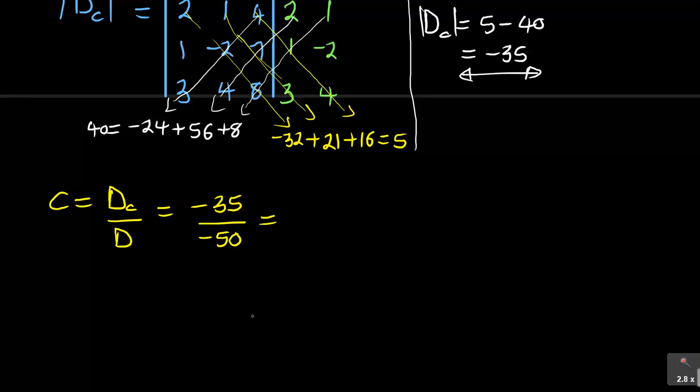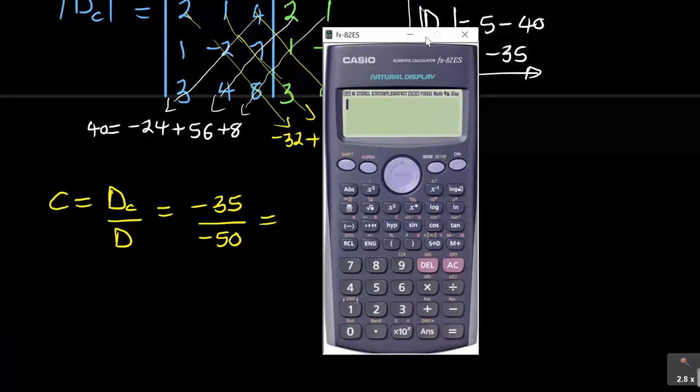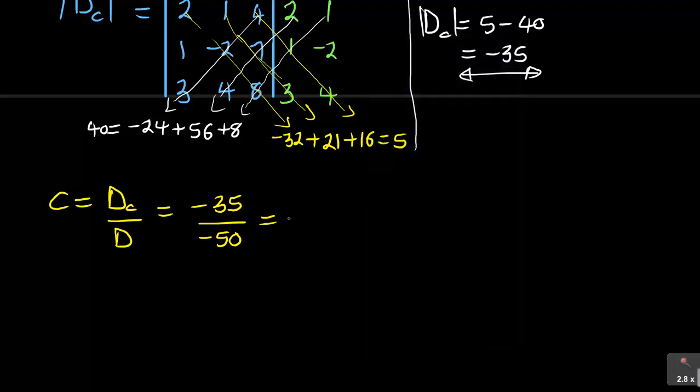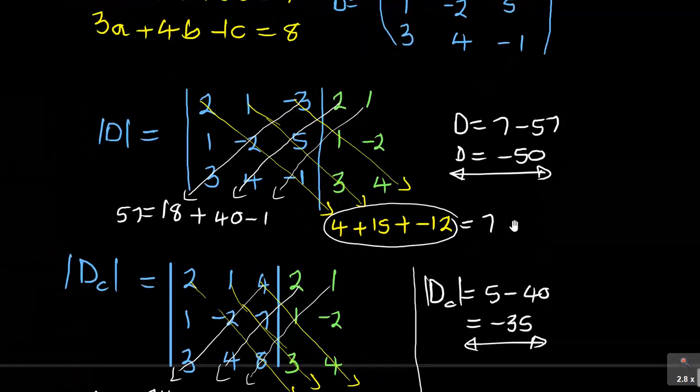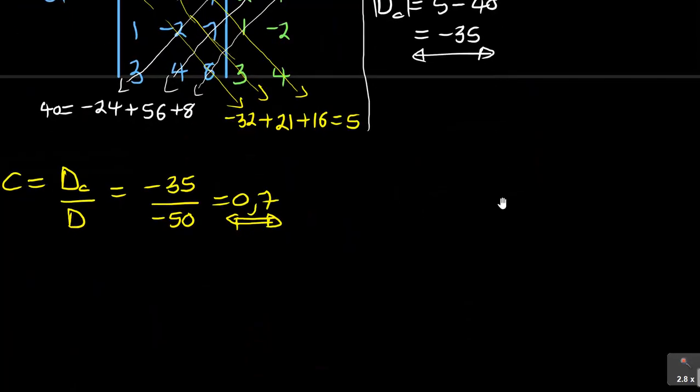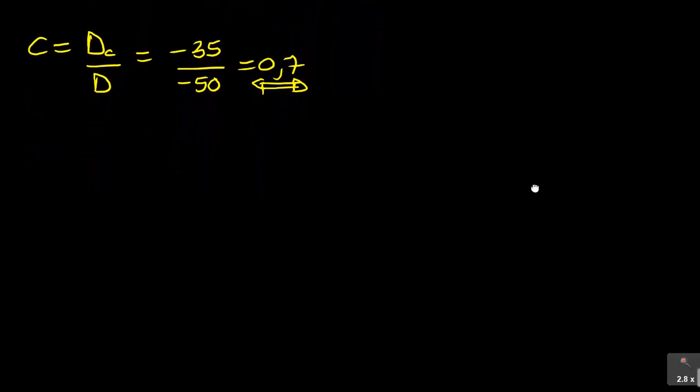Which is equal to, if you use a calculator, negative 35 over negative 50, it gives us 0.7. So you can see that C is equal to 0.7. Now I'm going to prove this particular C using a different approach to the one that I have here, to see if it will give me a similar answer. So now I'm going to work on it again.